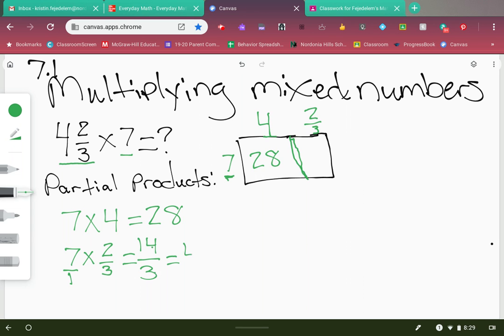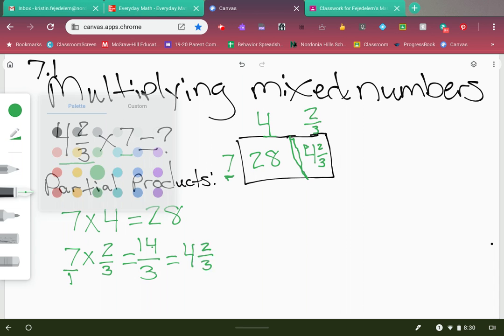But it goes in 4 whole times with a remainder of 2. And remember, your remainder goes in your numerator and your denominator stays 3. And we just talked about that last week, so that should be pretty fresh in your brain. So 7 times 2/3 is actually 4 2/3. Now, if you left it 14/3, that would still be correct, but we know how to make it into a mixed number, so we should.